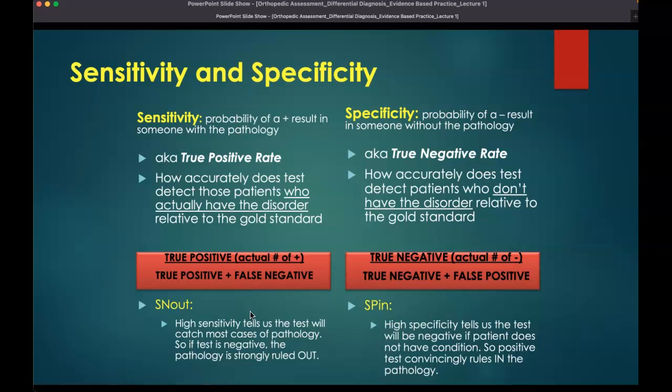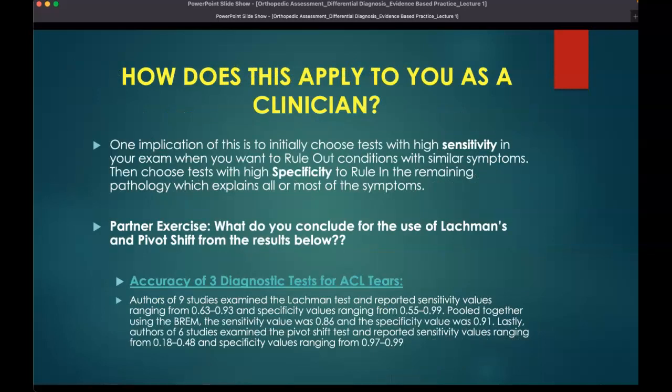So that's going to be our true negative rate, right? We know that a highly specific test will be negative if the patient doesn't have the condition. So we have to flip that on its head as well, because it's good at detecting those who do not have the condition. A highly specific positive test will rule in the pathology. So we have to think about those in negative terms.